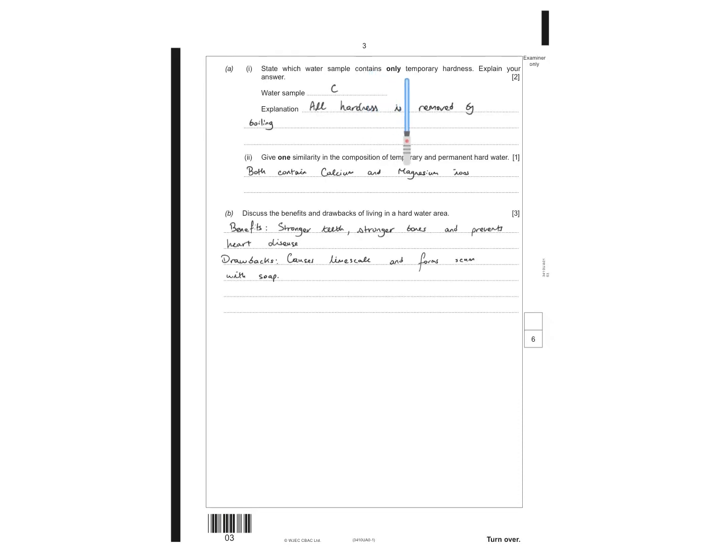State which sample only contains temporary hardness and explain your answer. It's C, and all its hardness is removed by boiling. Give one similarity in the composition of temporary and permanent hard water: they both contain calcium and magnesium. Remember composition, what they're made of. Discuss the benefits and drawbacks of living in a hard water area. Well, the benefits, you have stronger teeth, stronger bones, and it prevents heart disease. The drawbacks are that it causes limescale and forms scum with soap instead of a lather.